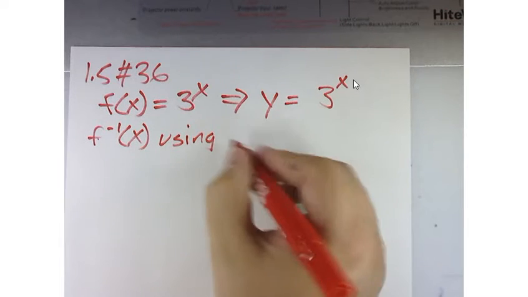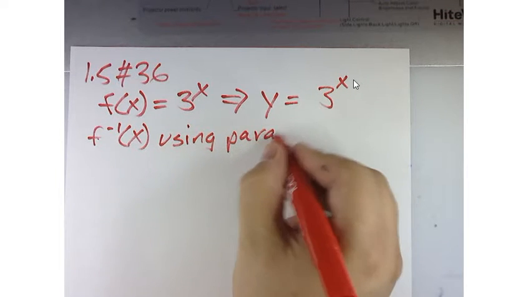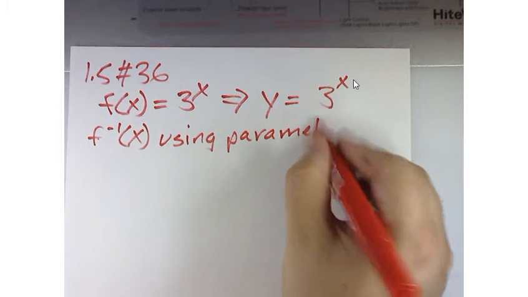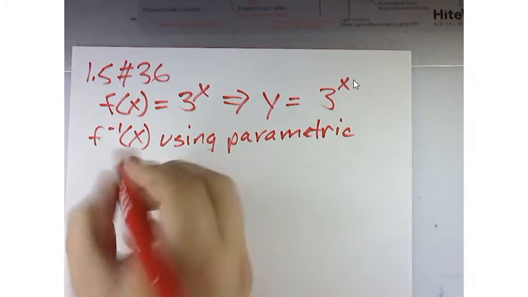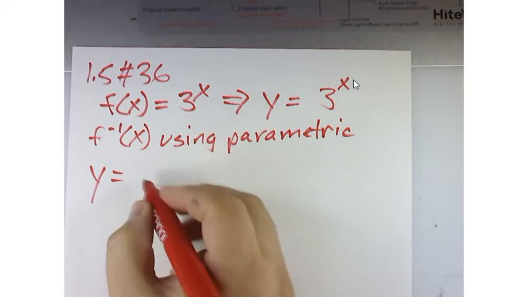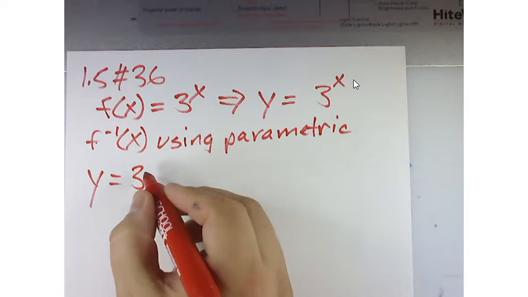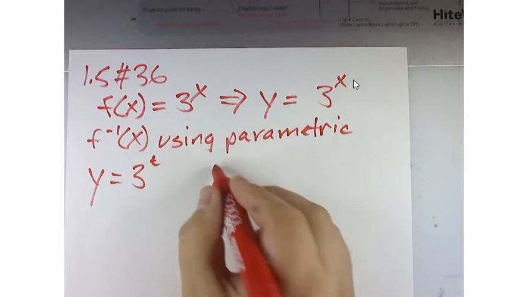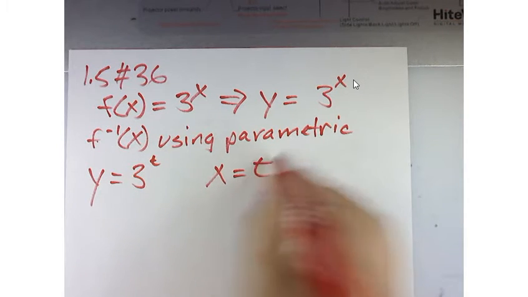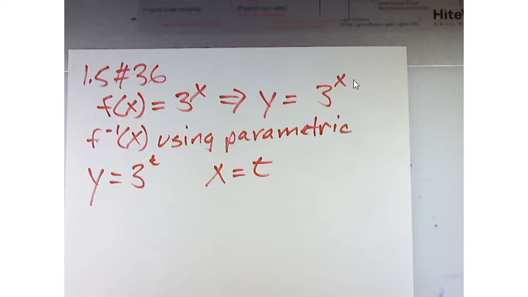So this is one practical application. That's why we spent so much time with parametric equations in the last section. So if I have y equal to 3^x, couldn't I say y is equal to 3^t and let x equal t? Would that work? That would work, right?